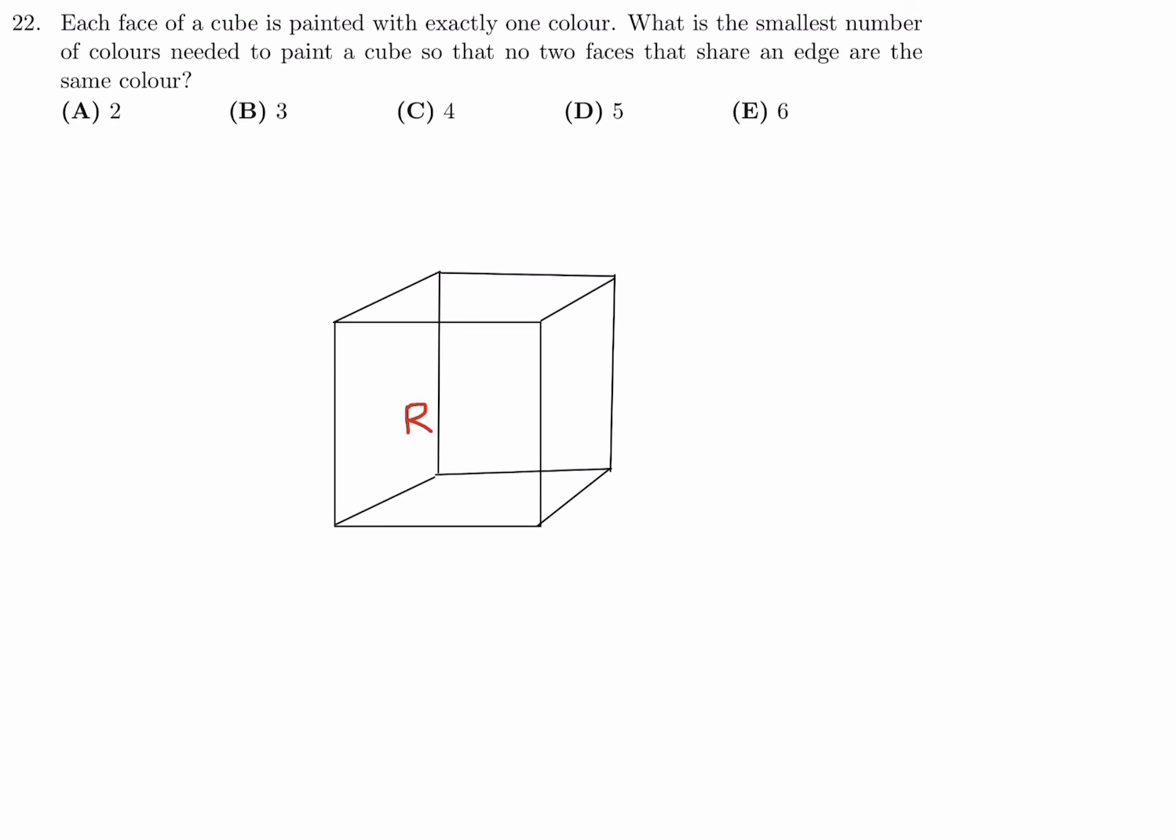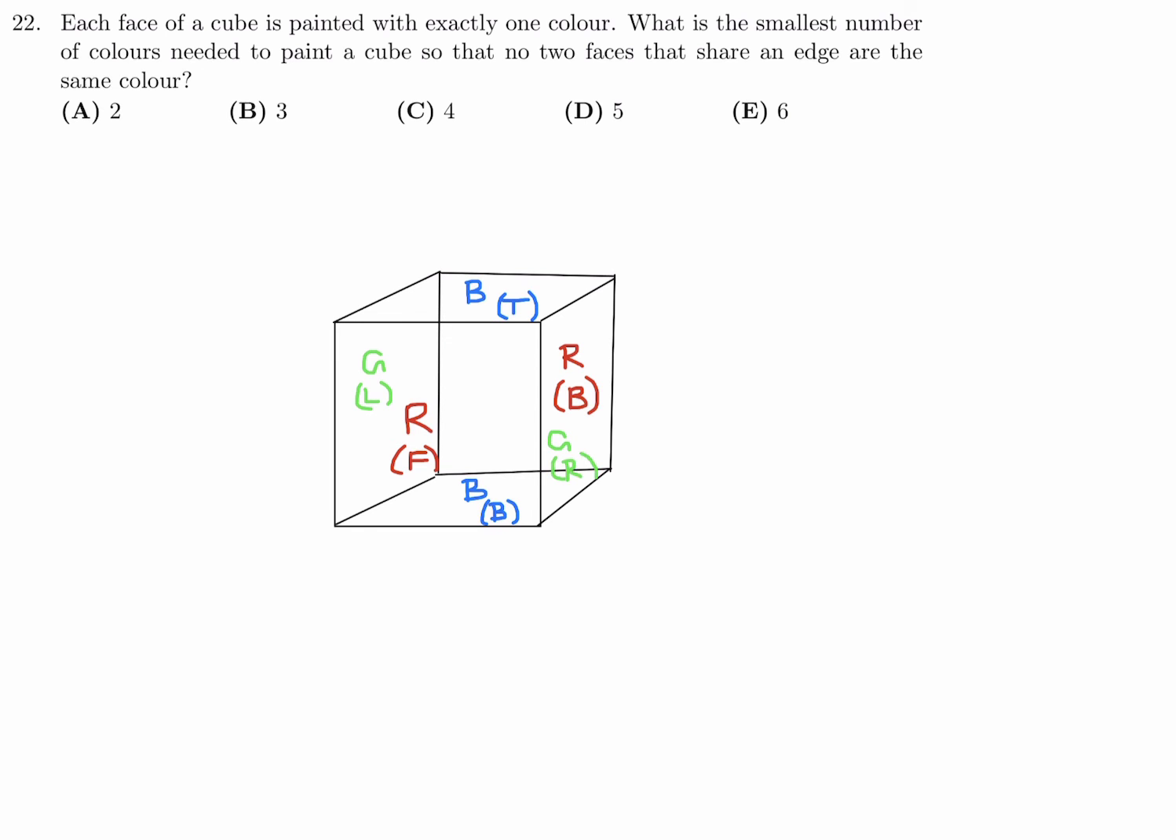You can have red, for example, as the front, and red as the back. B for back, F for front. We can have another color for top and bottom. Let's just say it's blue. Blue for the top and blue for the bottom. And then we can have another color for the sides. We can have green here on the left, and we can have green here on the right.